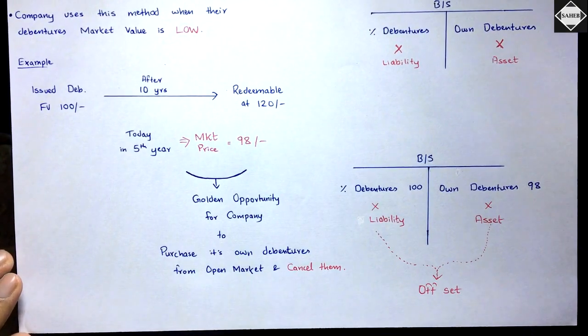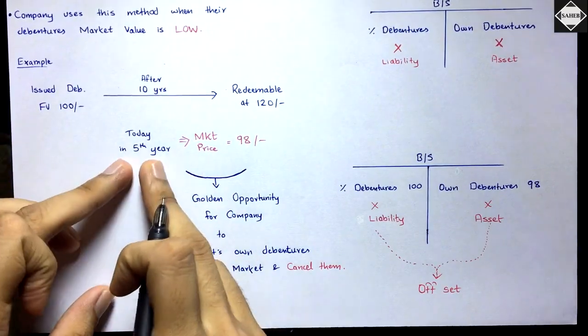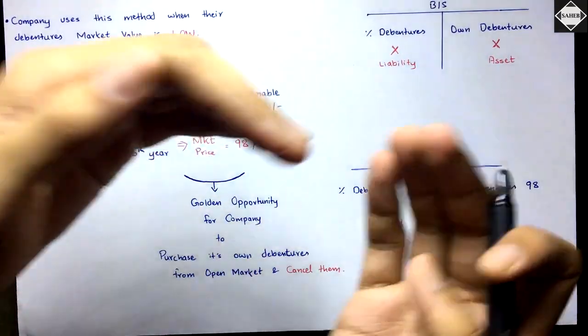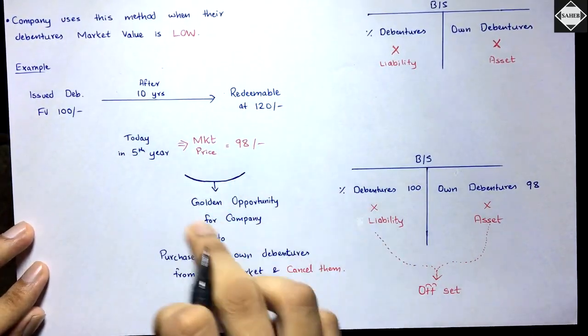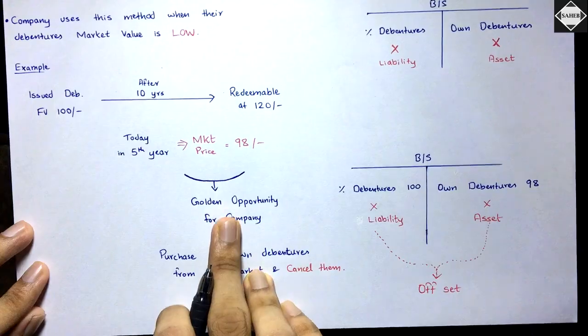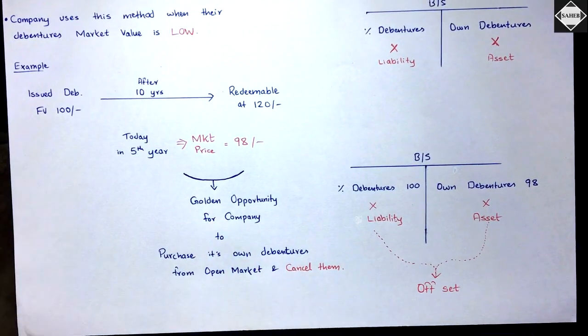And there is also one other option in the debenture contract, that the company will have the power after the 5th year to purchase their own debentures back from the open market and cancel them off. So isn't it a golden opportunity for the company to do this? Of course it is, and the company will do that. So that's what will happen.